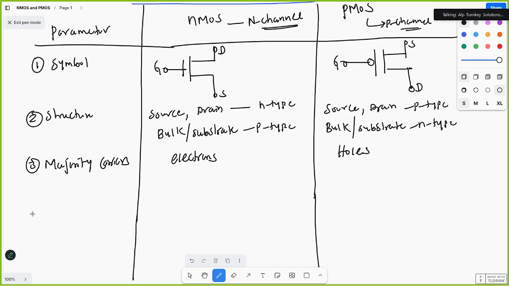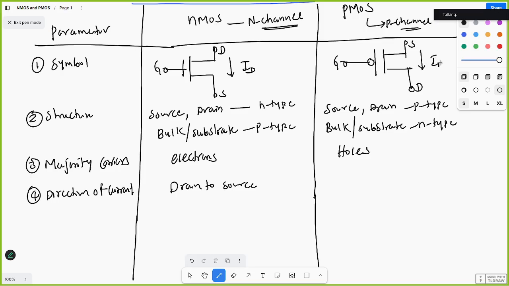And next, the direction of current. Where to where will it flow? In NMOS, what is the direction of the current? Drain to source. And here, source to drain. This is the direction of the current.